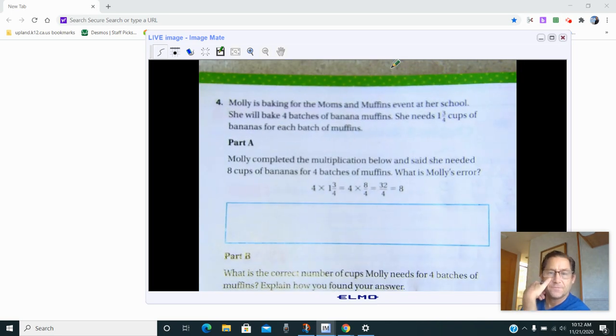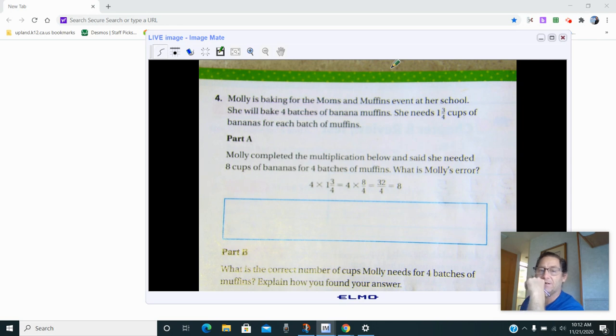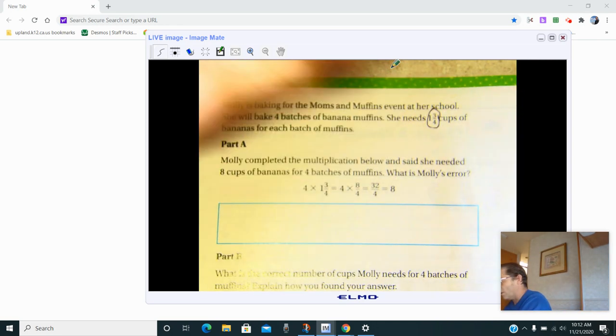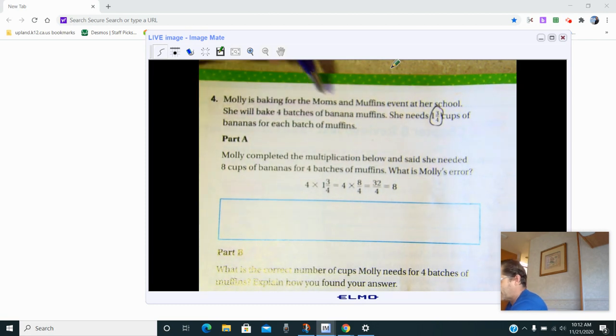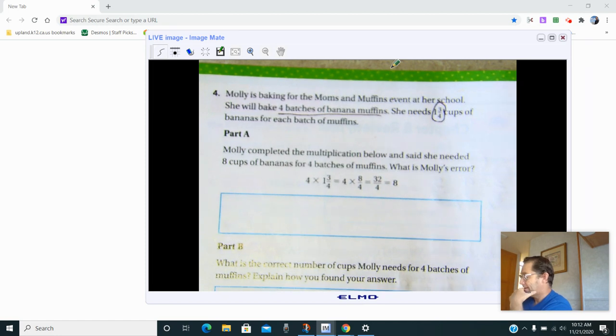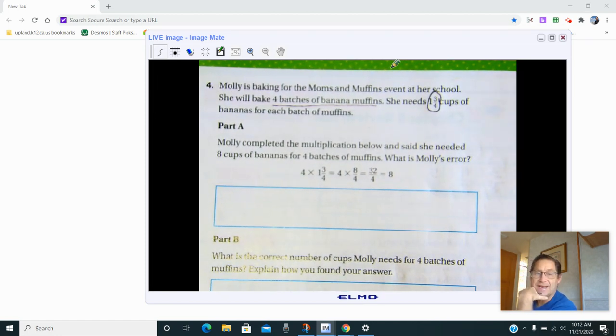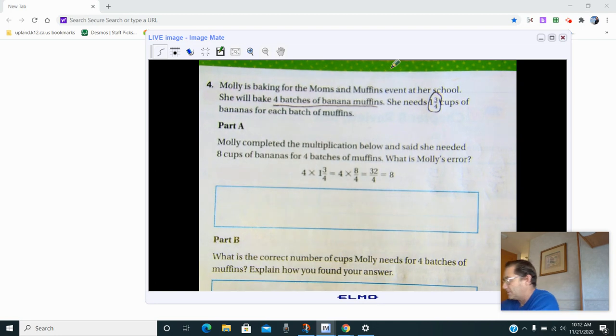Number 4. Molly is baking for the Moms and Muffins event at her school. She will bake 4 batches of banana muffins. She needs 1 3/4 cup of bananas for each batch of muffins. Okay, so 1 3/4 cups of bananas. She's making 4 batches. All right. So Molly completed the multiplication below and said she needed 8 cups of bananas for 4 batches of muffins.